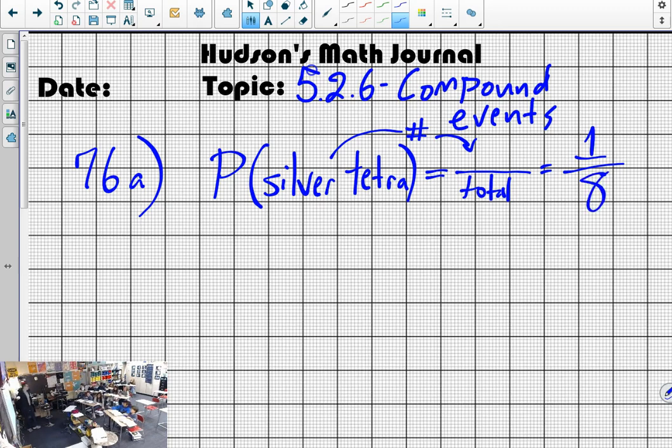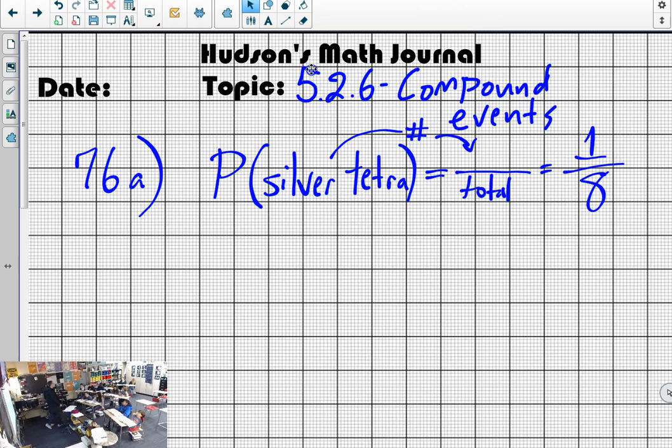Even though we don't know exactly how many fish there are, because they told us there's equal amounts, we can just say 1 out of 8. Every type has an equal chance. So now Nina sets up this table.